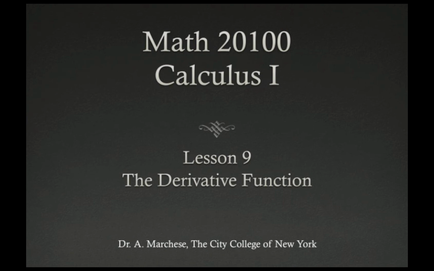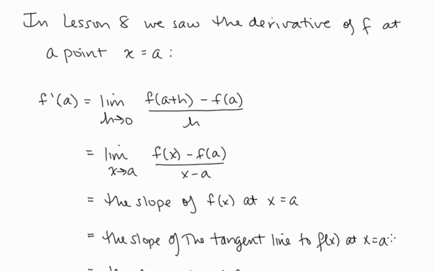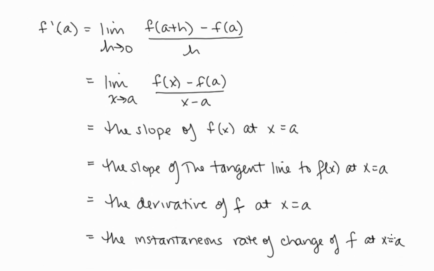This is Lesson 9 in our Calculus 1 series, the derivative function. In Lesson 8, we saw the derivative of f at the point x equals a, and we saw that all of these expressions mean the same thing. We have f prime of a is equal to the limit as h goes to 0 of f of a plus h minus f of a over h.